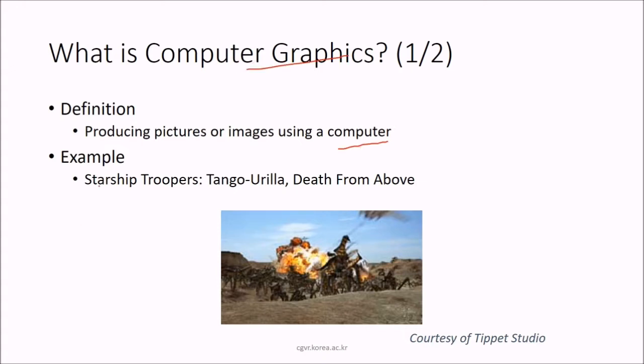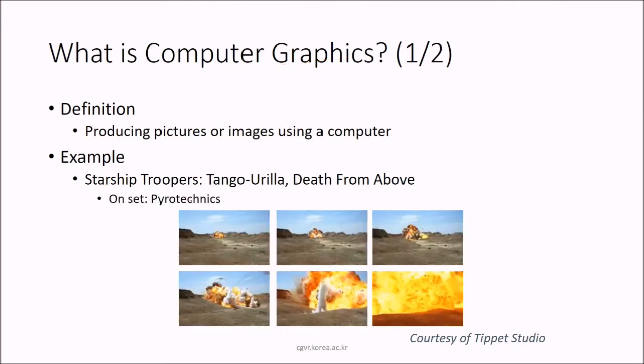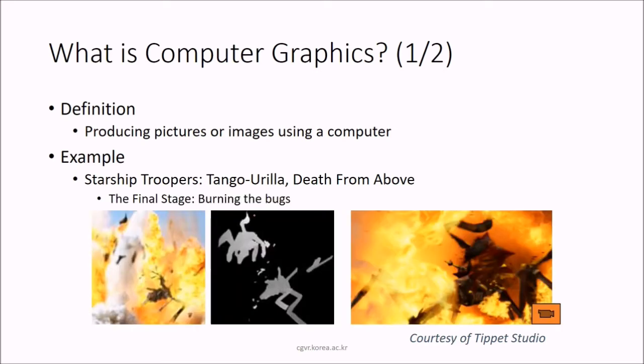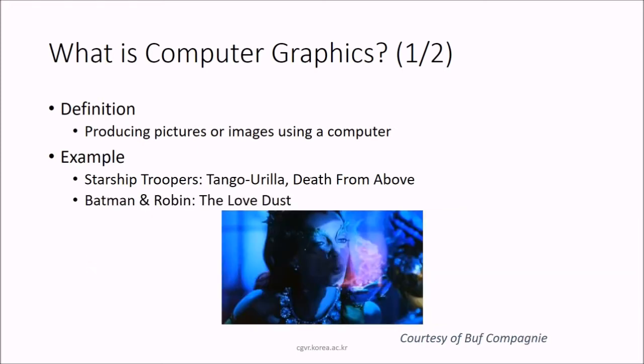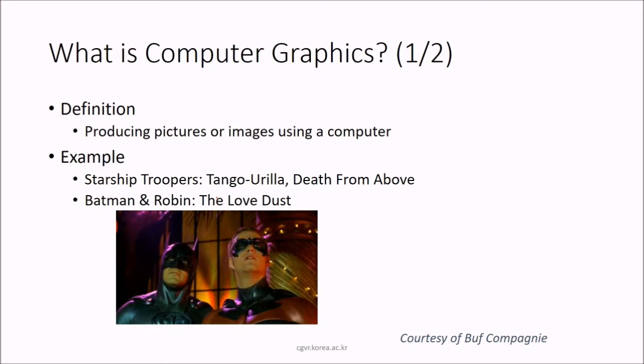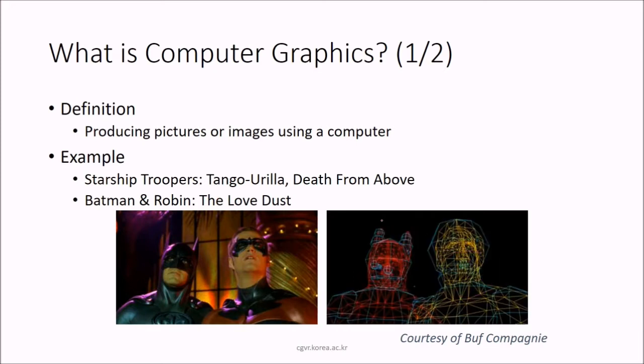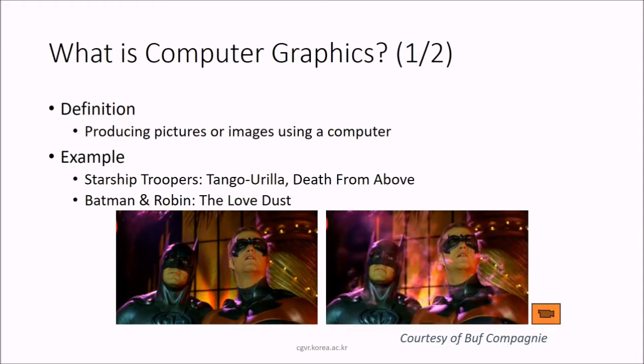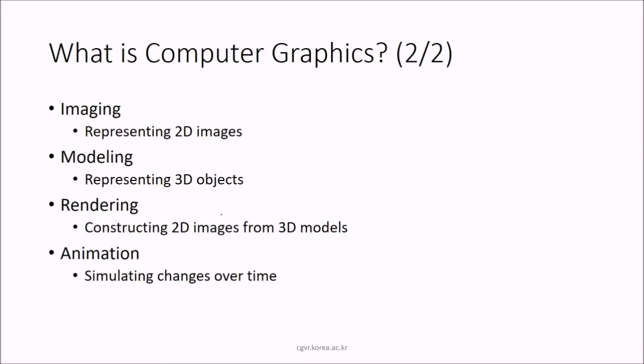For example, here you have Starship Troopers, like Death from Above. You can have pyro techniques like this. You can have a bug showing you a bug, or some final stage burning the bug, and the love dust, that is Batman and Robin you have seen. Then this is the love dust. Okay, so there are various things which can be represented by computer graphics. These all are computer graphics. See, these are all the variations. We have videos also, but we'll see them later.